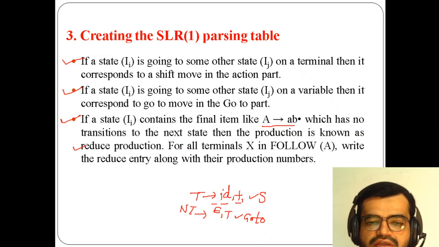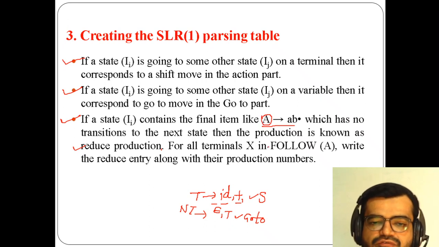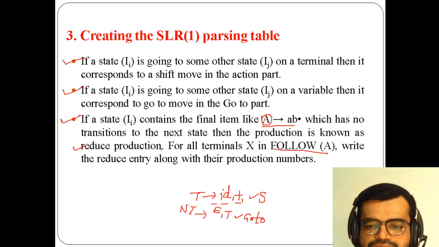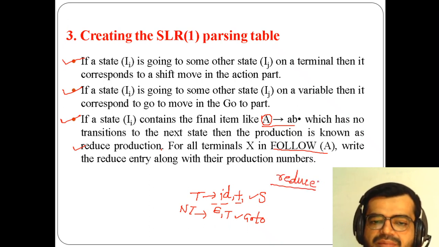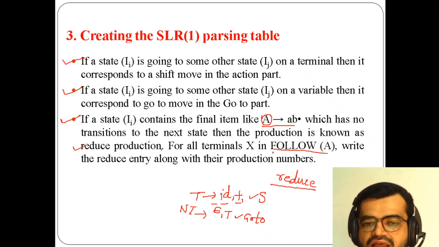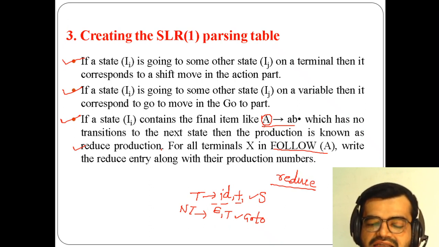So how can you know? For example, if this is your final item, then for the left hand side symbol A you have to compute follow of A, and for the terminals that follow A, only for those do we perform the reduce operation. Again I am repeating the same point, that's very important.